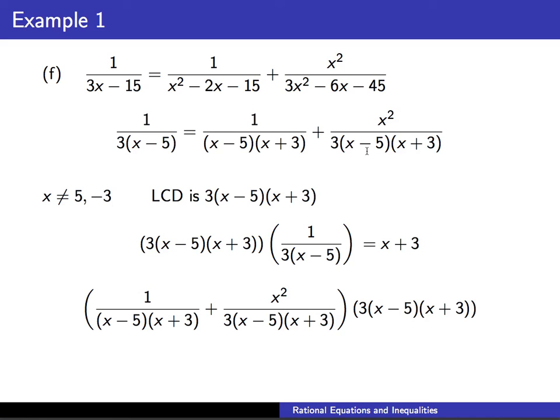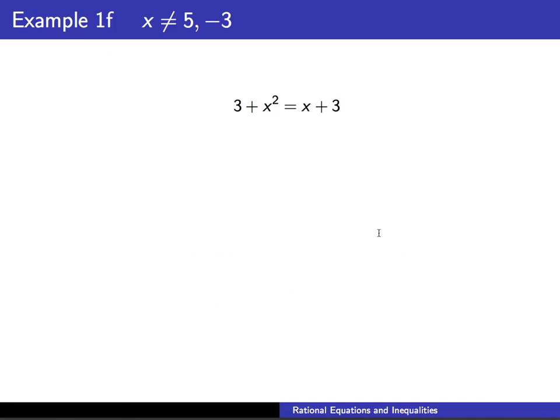Then on the right-hand side, when we multiply each of these fractions on the right by our least common denominator, 1 over x minus 5 times x plus 3, when we multiply that by our least common denominator, the x minus 5 and the x plus 3 will cancel out. So we're going to have 1 times 3, which is 3, and then x squared over 3 times x minus 5 times x plus 3. When we multiply that by our least common denominator, the 3, the x minus 5, and the x plus 3 will cancel, and we'll just be left with x squared. So clearing out our fractions, on the left-hand side, we're going to have the x plus 3, and then on the right-hand side, we'd have the 3 plus x squared. Or here, I just switched them.